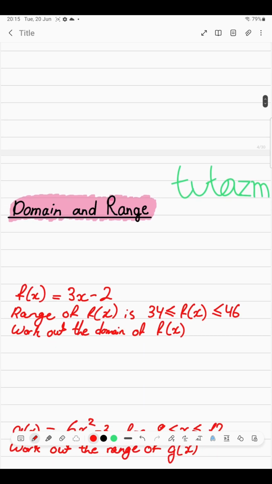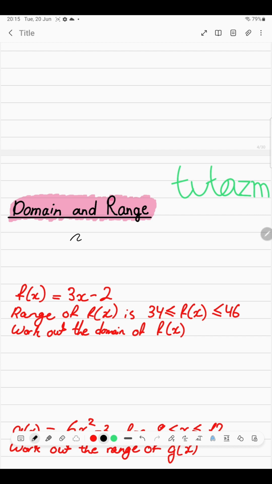The first topic that we will be talking about is domains and range. The domain of a function refers to all of the x values that can be entered into the function and give out a y value. The range refers to all of the y values that can be outputted when entered into a function.